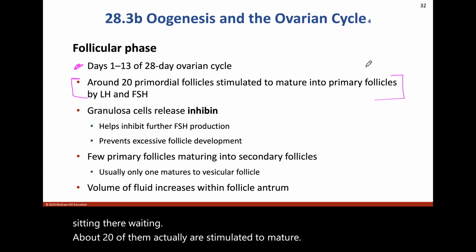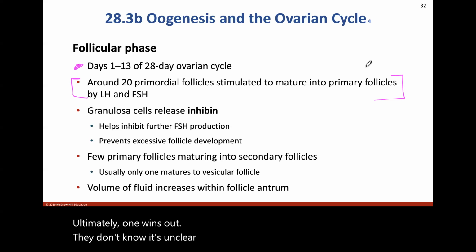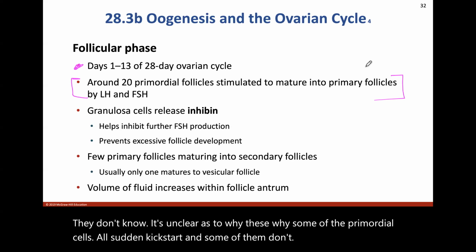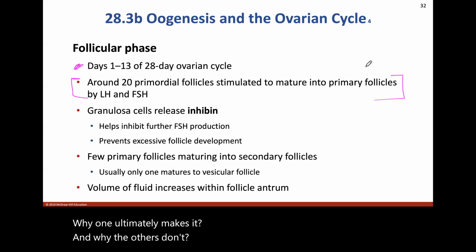Ultimately one wins out. It's unclear as to why some of the primordial cells all of a sudden kickstart and some of them don't. Why one ultimately makes it and why the others don't. They try to figure out why. They don't understand 100% as to why.